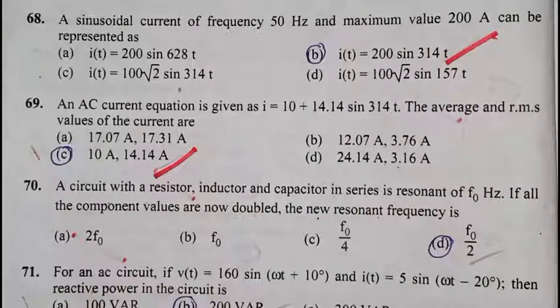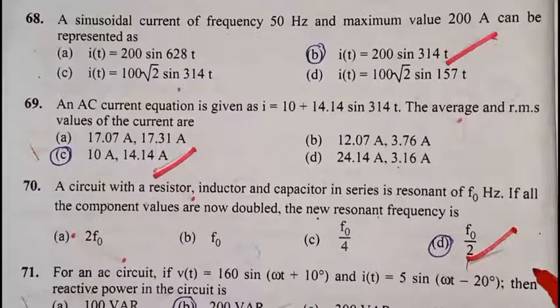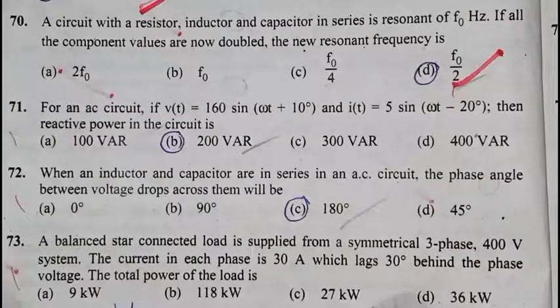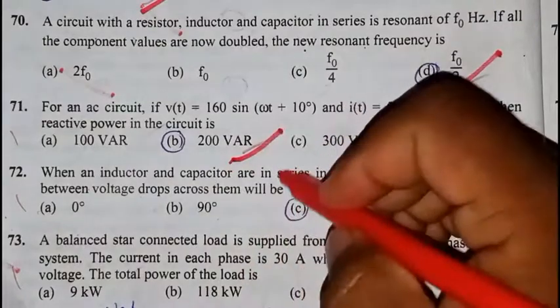Question number 70. A circuit with a resistor, inductor and capacitor in series is resonant at F0 Hz. If all the component values are now doubled, the new resonant frequency is. Answer option D, F0 by 2. Question number 71. For an AC circuit, if V of t equal to 160 sin(omega t minus 10 degrees) and I of t equal to 5 sin(omega t minus 20 degrees), then the reactive power in the circuit is. Answer option B, 200 VAR.